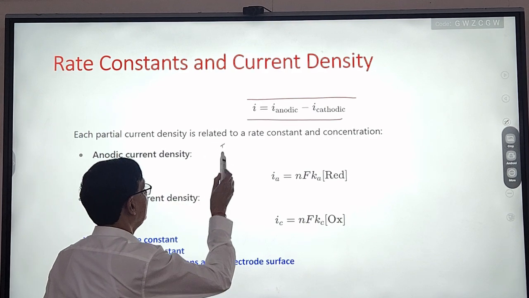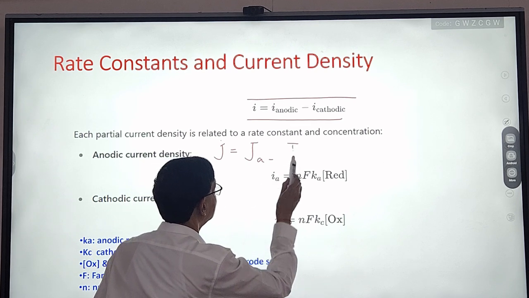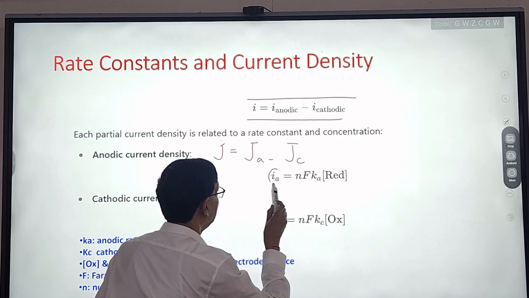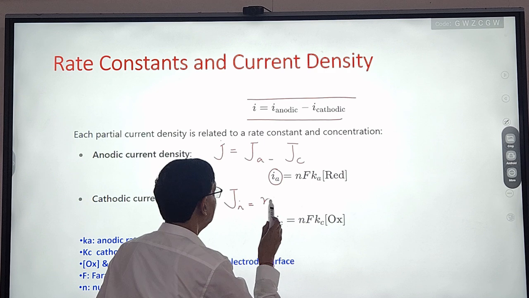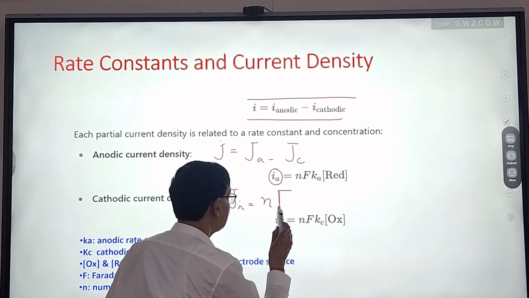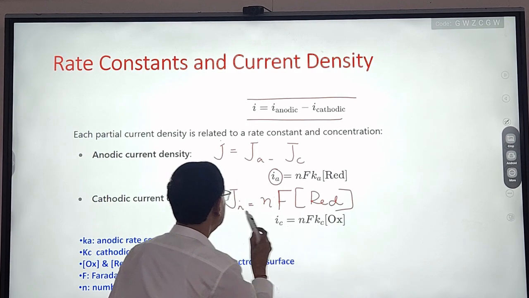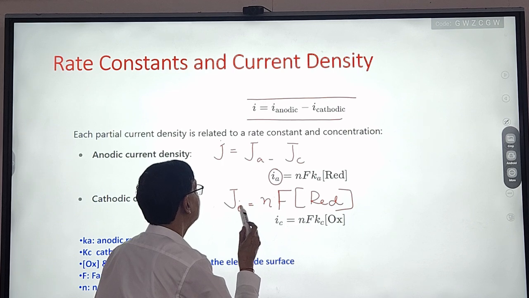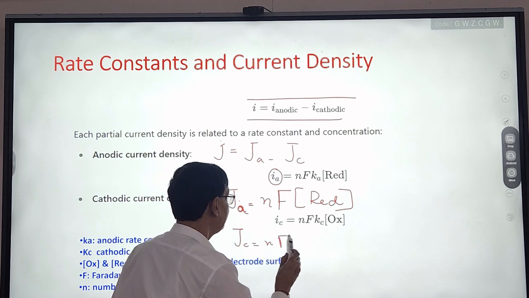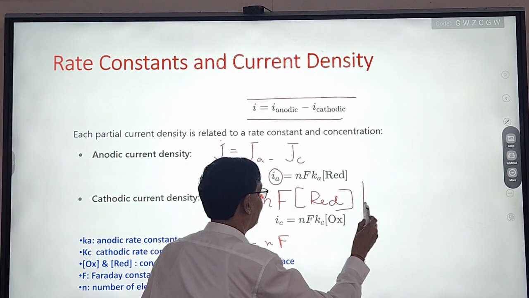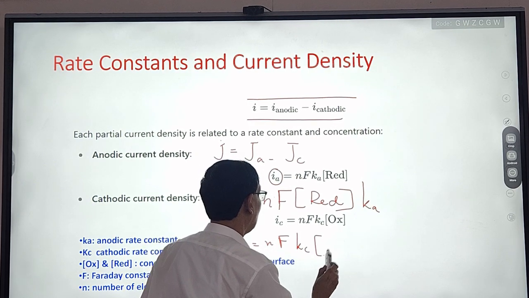आप यहाँ पे फिर करो, small j is equal to j of A minus j of C, and in place of j I can write nF. ये जो मैंने फैराडे बताया, ये रिडक्टेंट है. So what is this? Anodic current density and cathodic current density, nF. ऑफकोर्स, k लिखना भूल गया. Anodic current, k of C, oxidant.